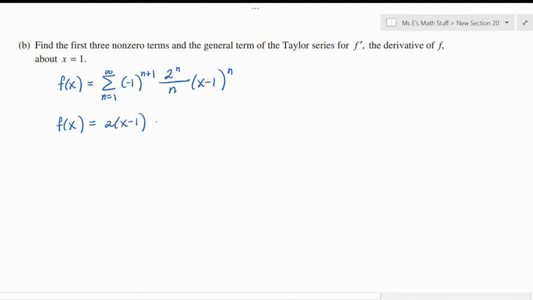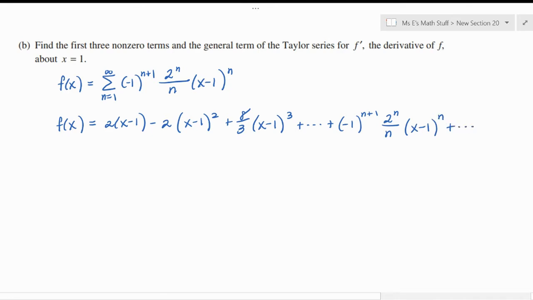you would get 2 times (x - 1) minus 2 times (x - 1) squared plus 8/3 times (x - 1) cubed plus (-1)^(n+1) times 2^n over n times (x - 1)^n, etc. So then from there, just taking the derivative can be pretty simple.